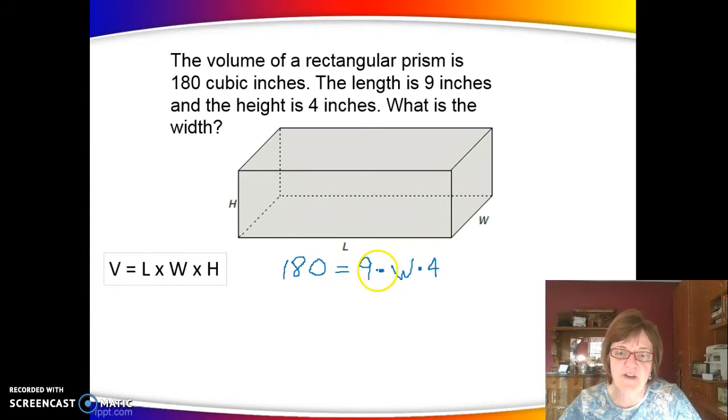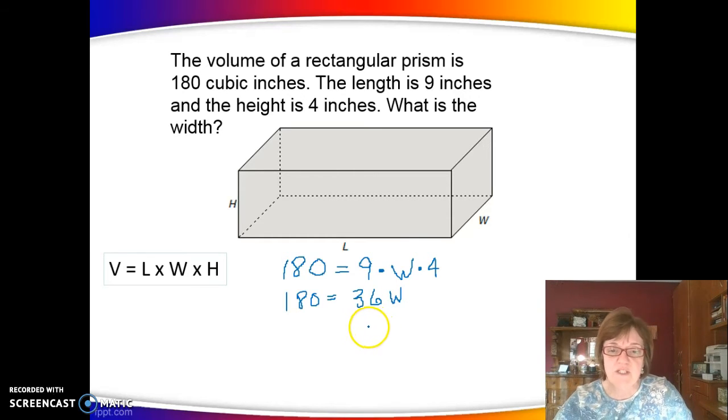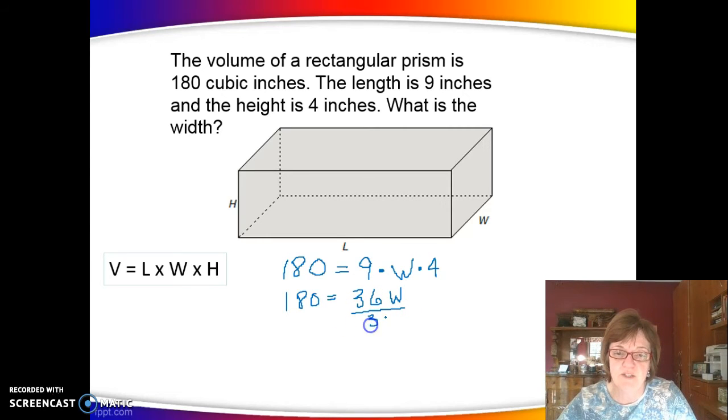Let's simplify this. The first thing we want to do is look over here. We've got a 9 and a 4. We can multiply them. So 180 equals 9 times 4, which is 36W. Now, one more step and we're done. We just have to take the 36 and divide both sides by 36. That leaves us with our W all alone.